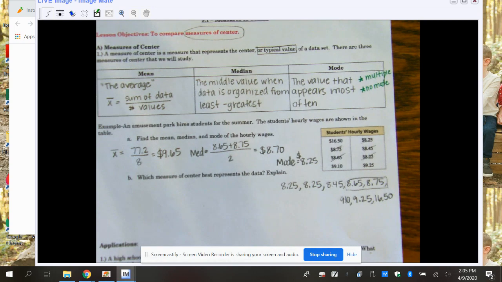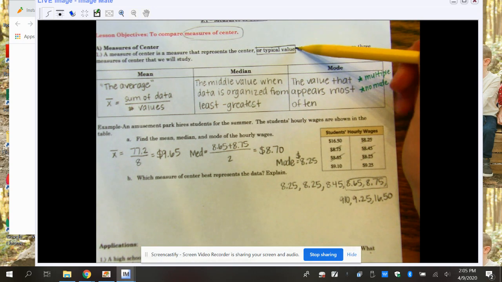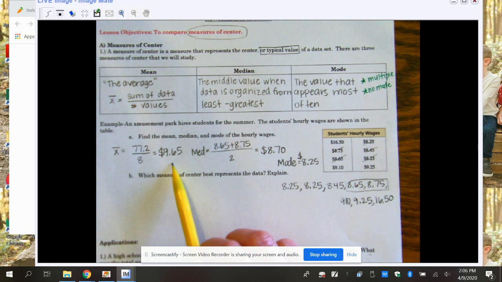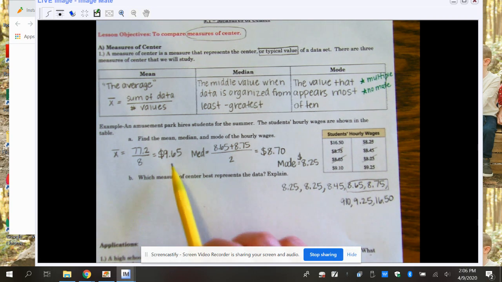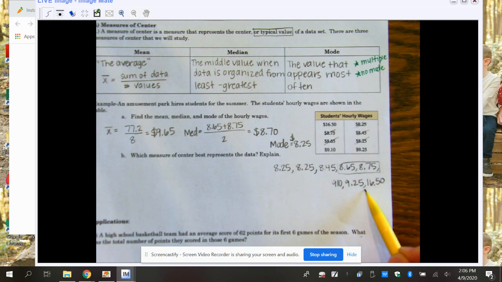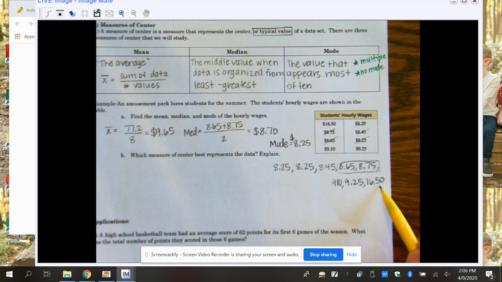Okay, that's essentially asking this question: which measure of center describes your typical data value? So if you look at the mean, the mean is $9.65. Well, when you look at the values in order, $9.65, if you were to add it to that number line, would be right here, which does not describe your typical value. It's higher than all of the other values with the exception of this one. So I would say the mean is very misleading.